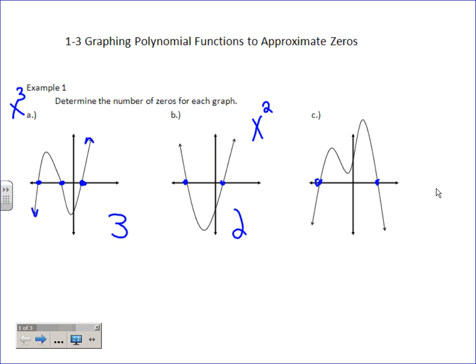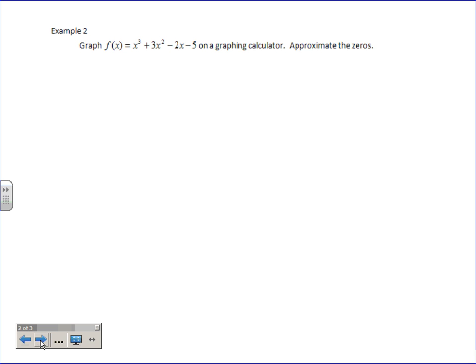And that's what we're going to do on this next one. I'm going to show you a few features here, and I'm going to write it on the whiteboard so that I can bring up the graphing calculator. So x to the third plus 3x squared minus 2x minus 5. Okay, well, let's take a look.